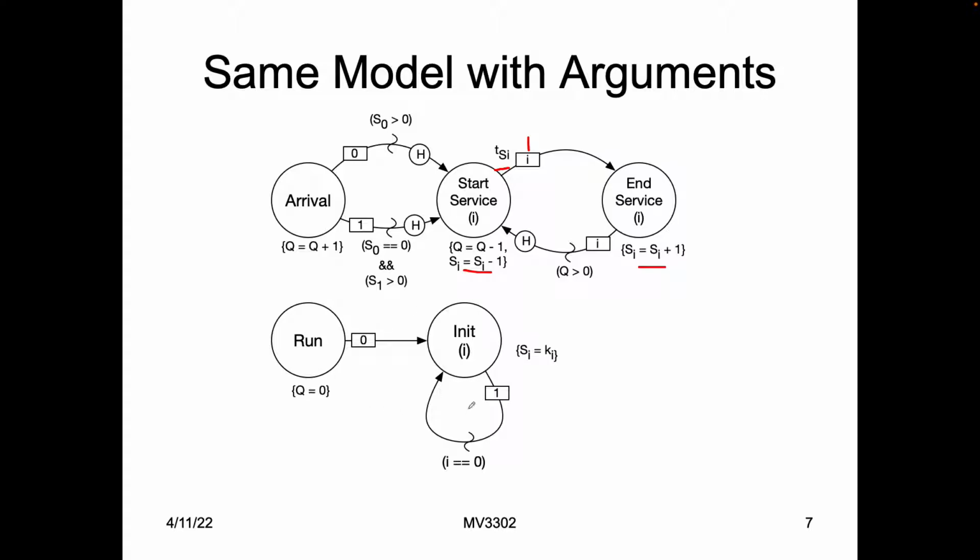The run event now has to use this init, although you could still get around that a little bit. But the other key difference here is that now the arrival event has 2 scheduling edges into start service. One where it's passing 0, and it has exactly the same criteria as before. S0 is bigger than 0, we start service on a server of type 0. But if S0 is 0, that is if there are none of the preferred servers available and there's a server of type 1 available, then we schedule start service passing it a 1.